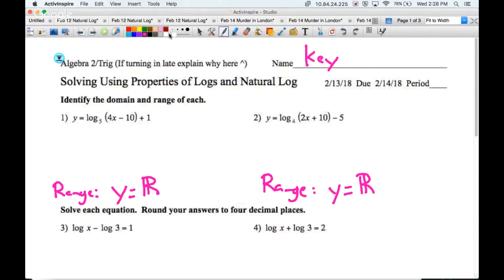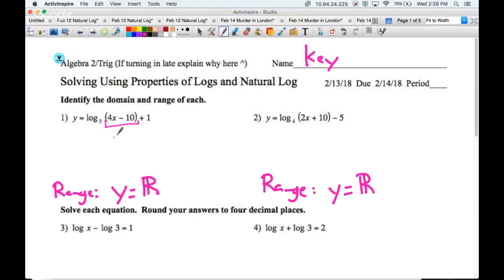Domain, in order to find domain, we must ask the question, what values are we not allowed to plug into our function? So with logarithms, we cannot take the log of 0 or a negative number. It just doesn't make sense. If you did log base 5 of -1, it'd be asking the question 5 to what power equals -1? Well, there's no number in our real number system we can raise 5 to the power of to ever reach either 0 or a negative.